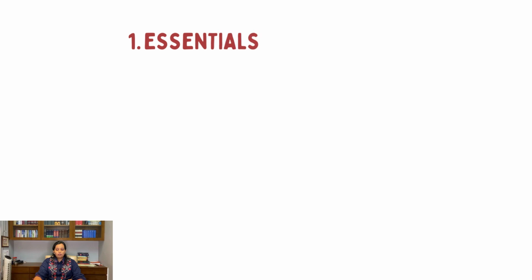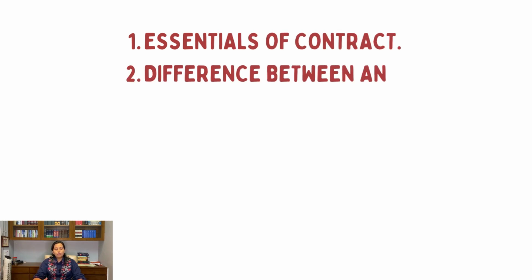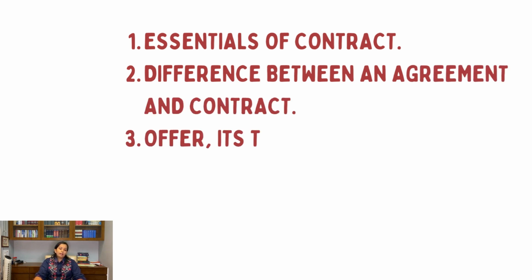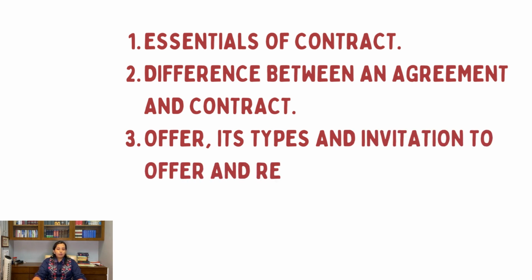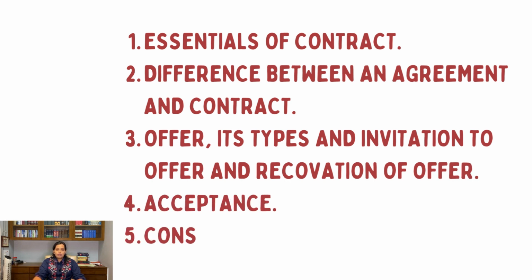So for the purpose of study, we divide the topic nature and formation of contracts into further subtopics, which include essentials of contract, difference between agreement and contract, offer, its types, revocation, and invitation to offer. Then we include acceptance and consideration in it. So this topic is basically chapter 1 and 2 of the Indian Contract Act of 1872. These chapters provide the essential ingredients of contract.